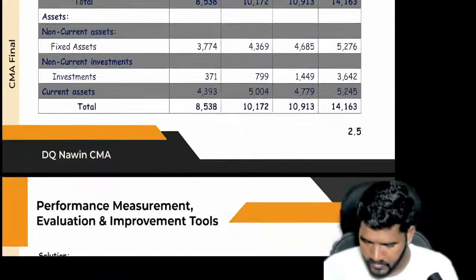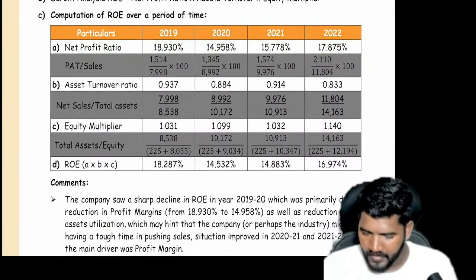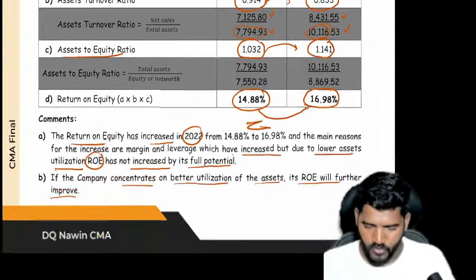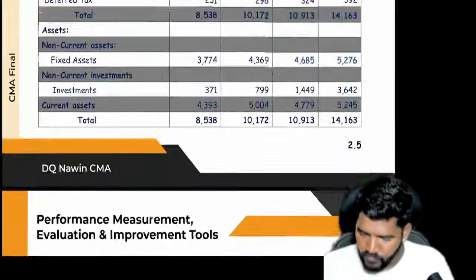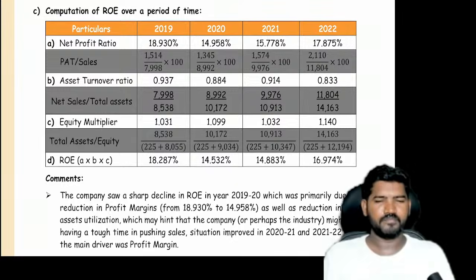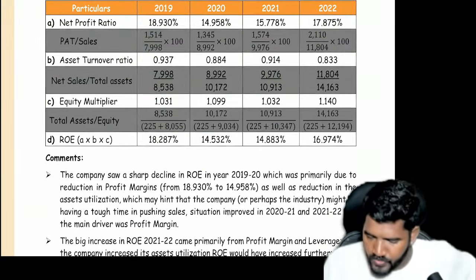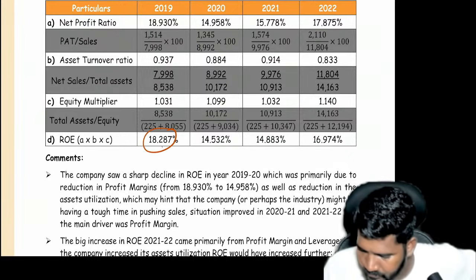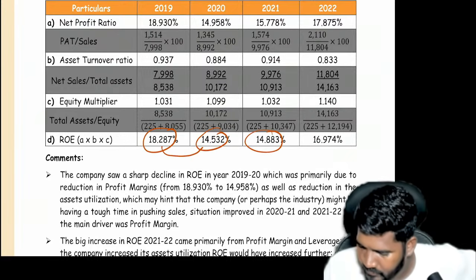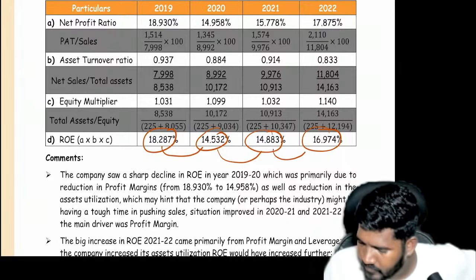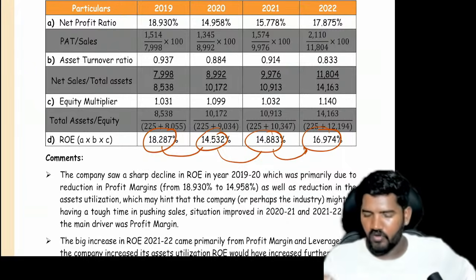Next, here also they provided information. The earlier one was for 2 years of calculation. This is for 4 years of calculation and comparison. Same calculation part for 4 years. For 4 years, you have to compare and write the comment.